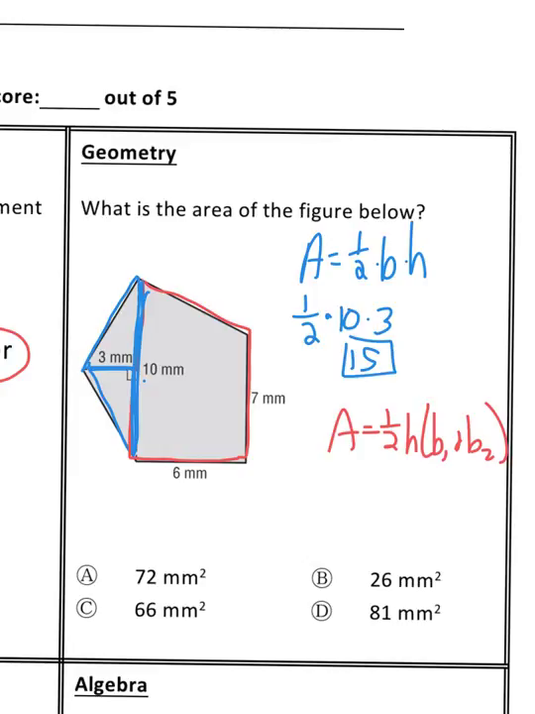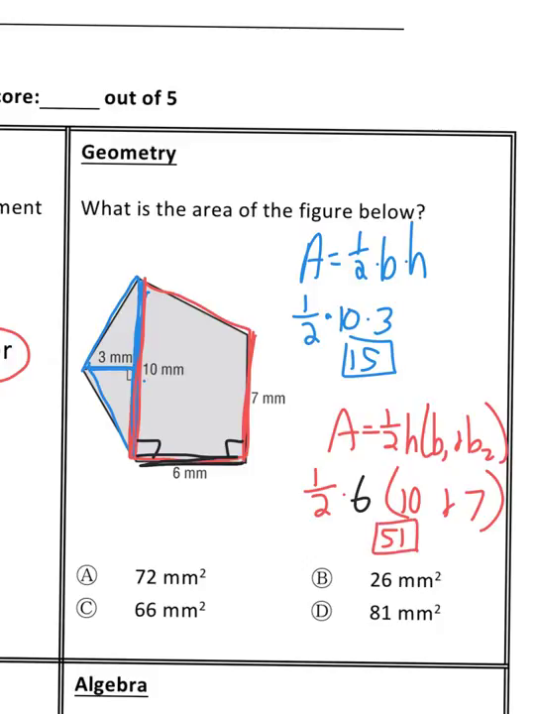Now, the trapezoid. Okay, so I need half times the height, I'll leave space there, times base 1 and base 2. First, let's find the bases. It's going to be the 10 and the 7 because they're parallel. They go in the same direction. And the height is going to be this one here because it's the distance between them with a right angle. So the height is 6. So all I got to do is type that in. Half times 6 times 10 plus 7 in parentheses, and I get 51. Don't forget to add your 51 with your 15, and you should have 66.